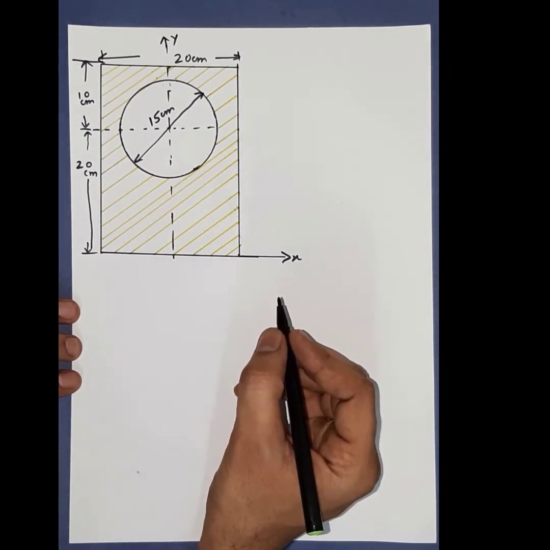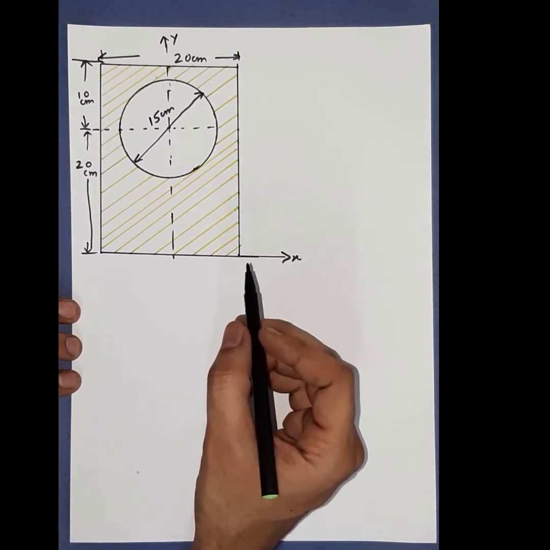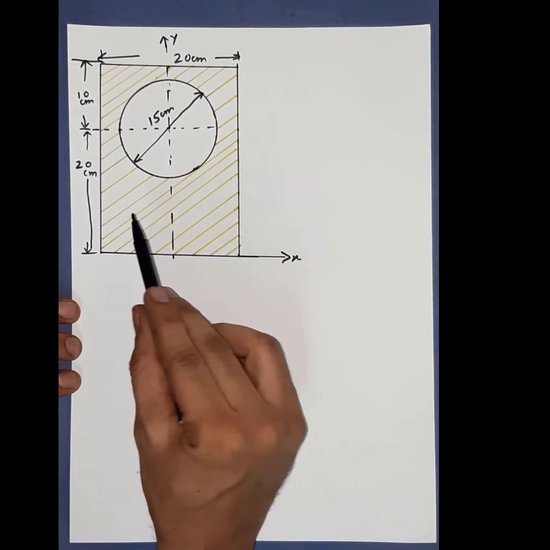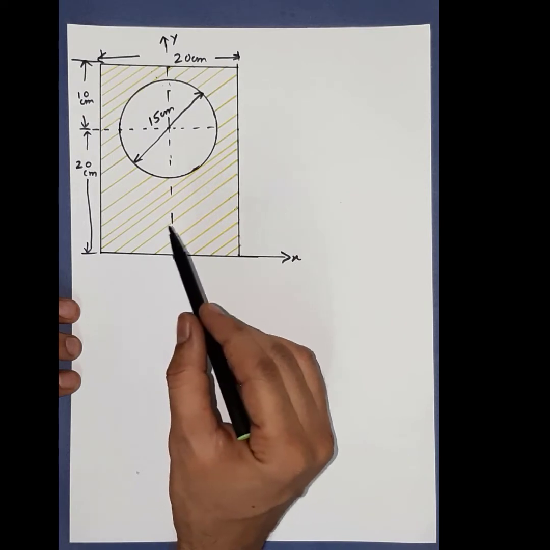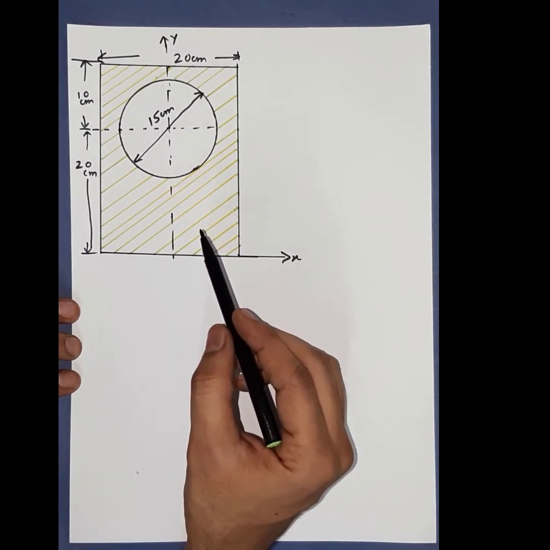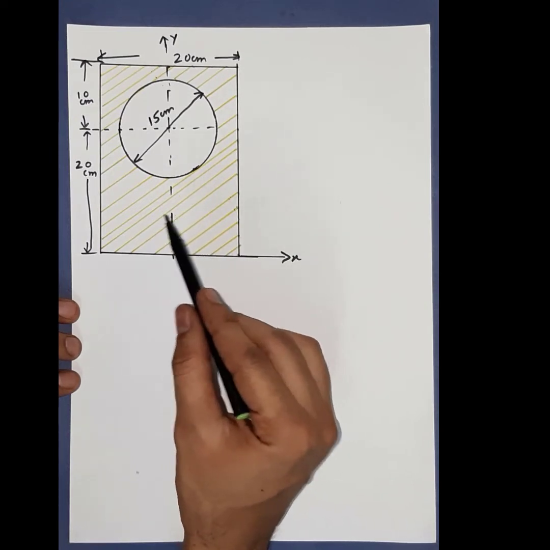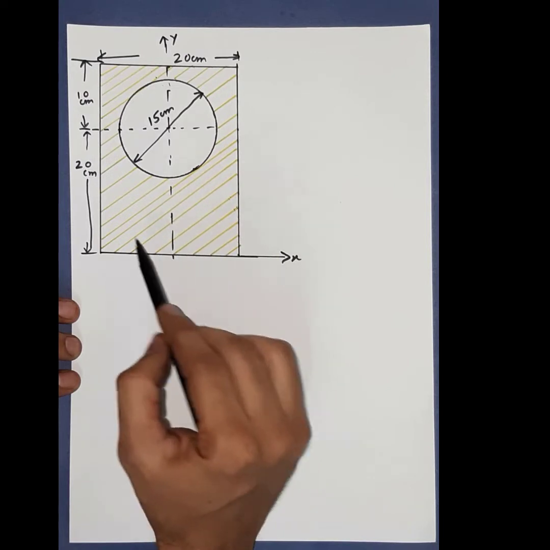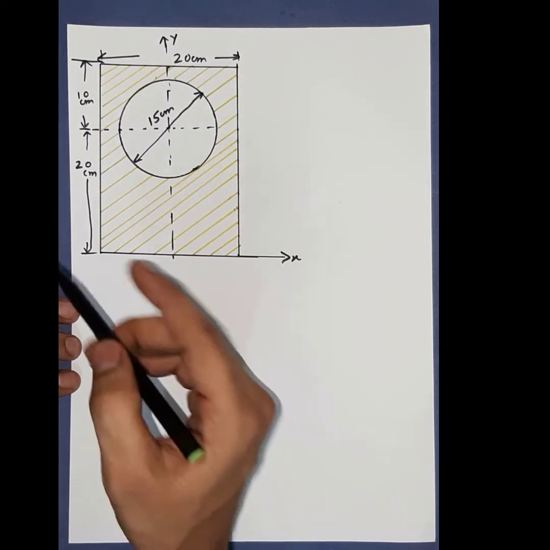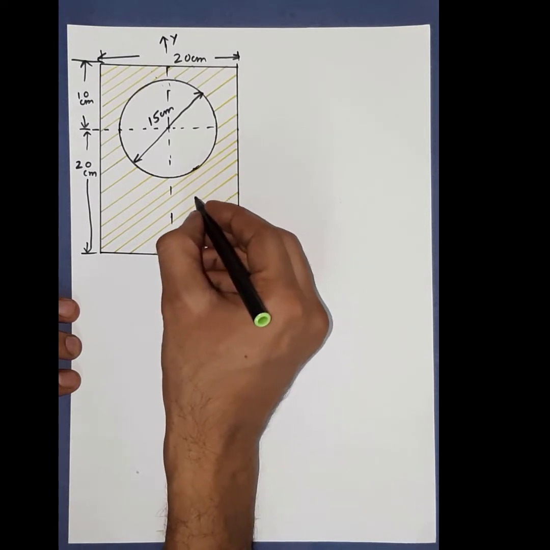First we must find out where the centroidal axis of that figure lies, because we know the formula for the moment of inertia about the centroidal axis, and we have to find the moment of inertia about the centroidal axis of the composite figure. So first we must find where the centroid of the composite figure lies. For that procedure, you can see the previous video.